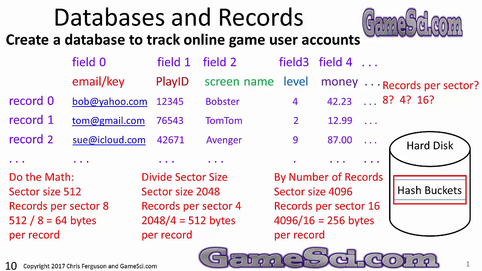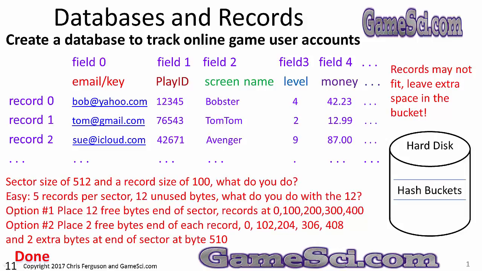One more example, I have a sector size of 4096. I know I'm storing 16 records per sector. 4096 divided by 16 equals 256 bytes per record. You should be able to calculate from the sector size and the number of records what each record size is, and vice versa. Using sector size and record size, you should be able to calculate the number of records.